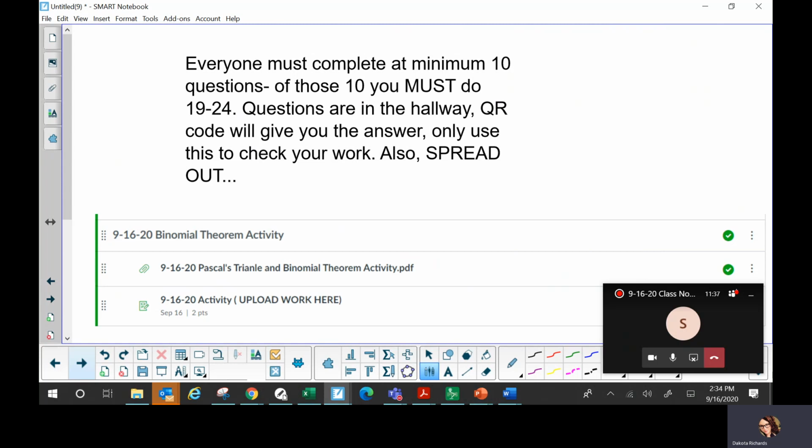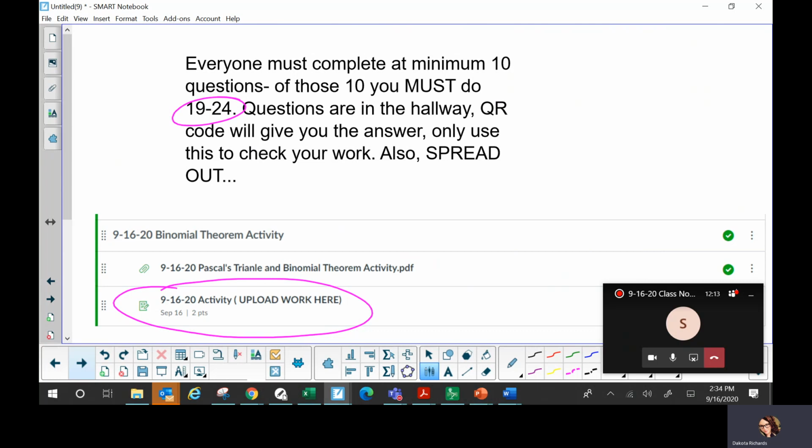And how this is going to work, the problems that you have to do, they are all in the hallway. They're on little pink cards. And as you see what the problem is, work out the problem. If you get stuck, if you're struggling, or if you just want to check your work, the little QR codes will have an answer for you. So you have to have at least 10 of them done, and 10 of those have to be questions 19 through 24. And then when you're done, this is where you upload.